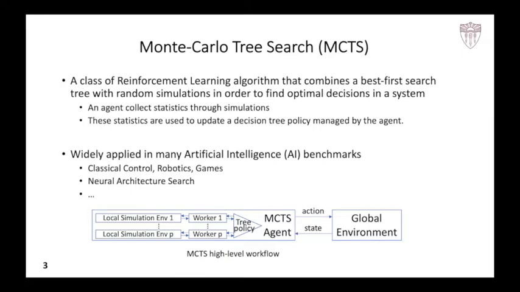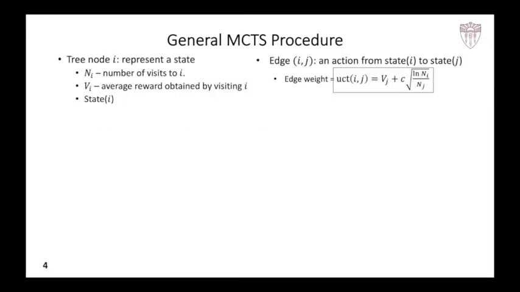Each tree node i represents a state. It has three attributes. N represents the number of visits to node i, V is the average reward obtained by visiting node i, and the state represented by i. Each edge ij represents an action used to transit from a parent node i to a child node j, and the weight of the edge is the UCT value computed using the equation in the box. This value denotes the chance of the action being selected.